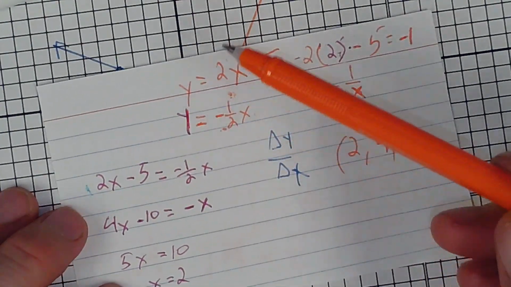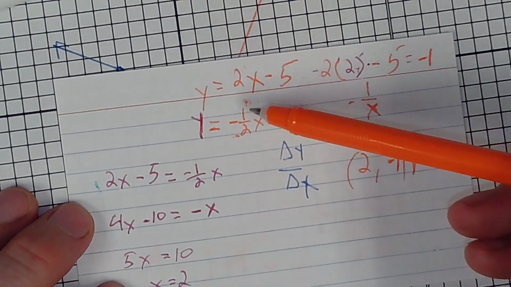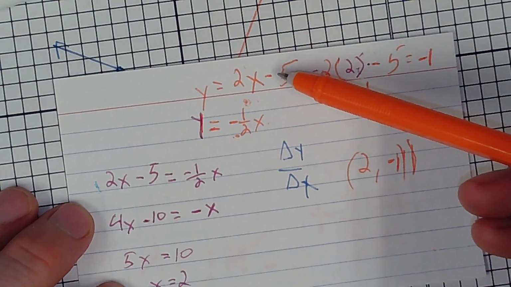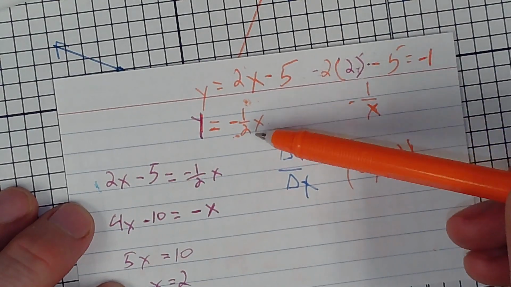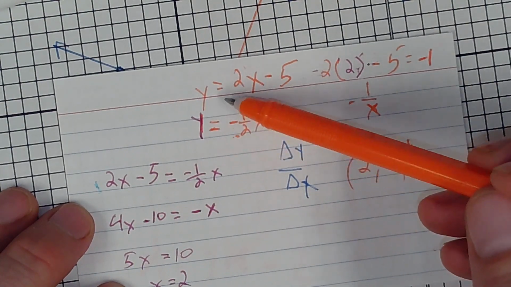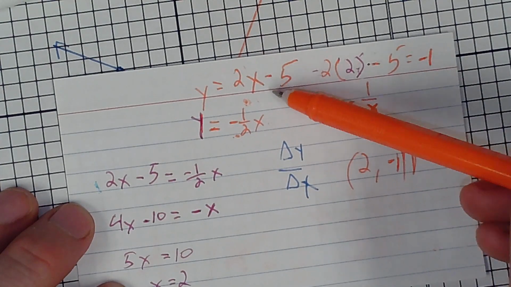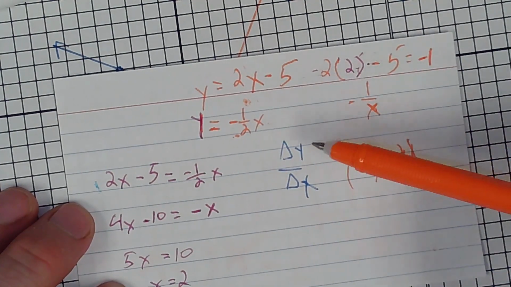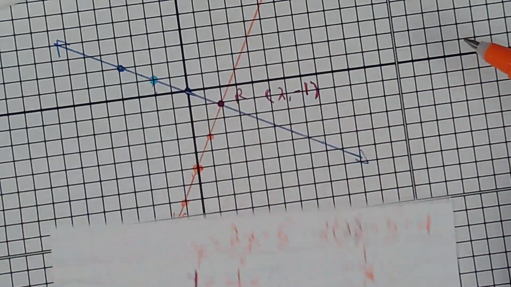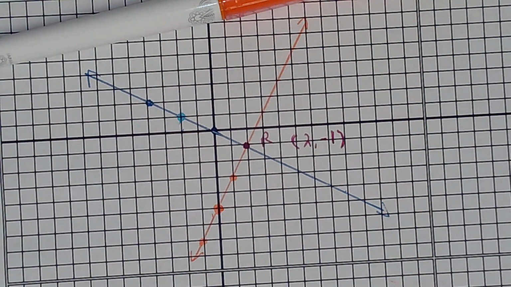Again, what you do is you take the lines for the y, that's the transitive property, right? If y equals 2x minus 5, and negative 1/2 x equals y, then 2x minus 5 must equal negative 1/2 x. So you just set them equal to each other, solve for x, take that x value and plop it back in. Okay? So there is my proof there.